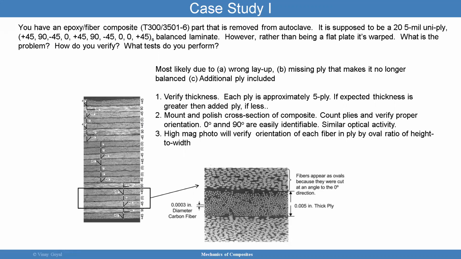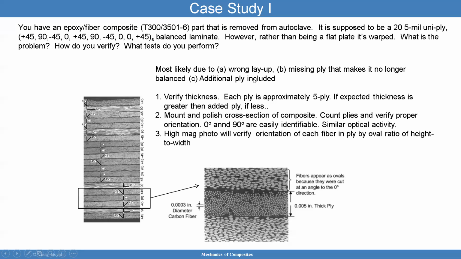However, rather than being a flat plate, the plate is warped. And so the question is, what is the problem? How do we verify what occurred? And what test can you perform? So most likely, what could have happened? This is what I wanted. This is a laminate I want, and they came out warped. So there's a few things that could have gone wrong. A, there's a wrong layup. That's one possibility. B, there's missing plies that makes it no longer balanced.